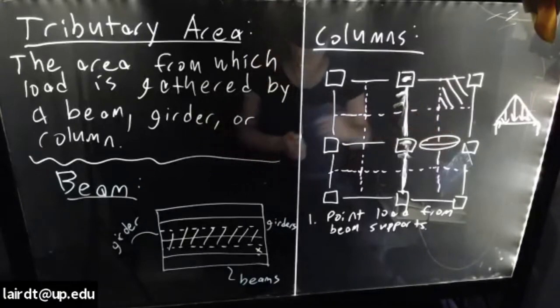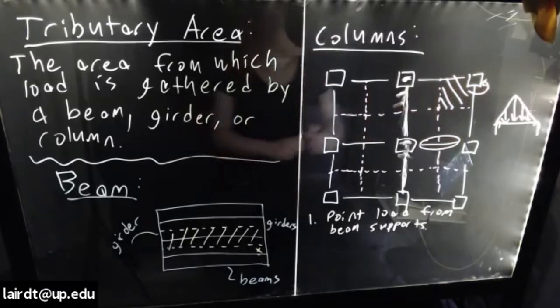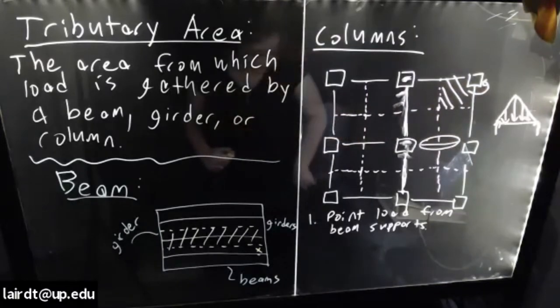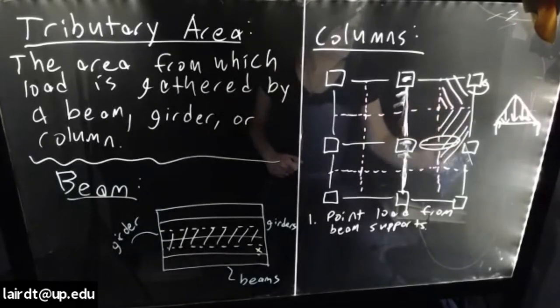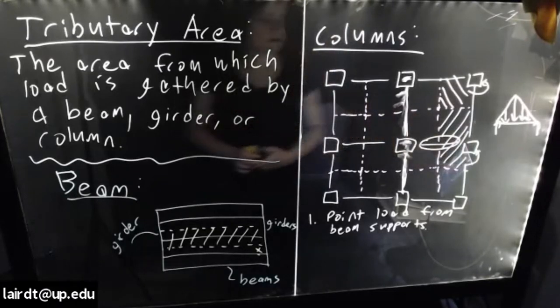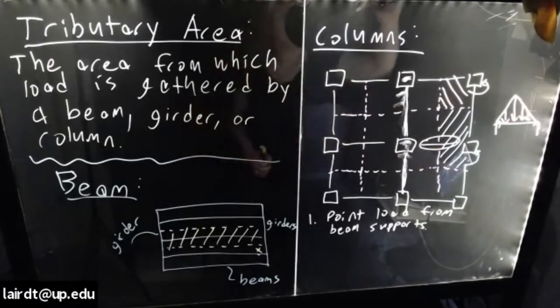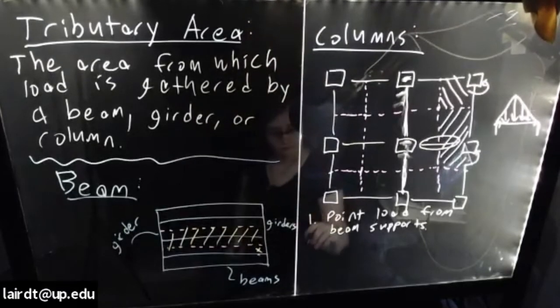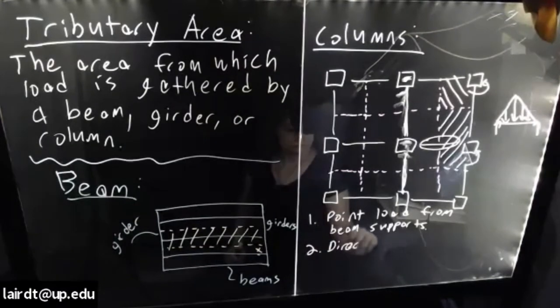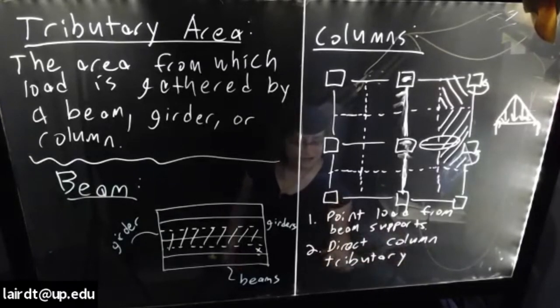This column here, so maybe I would just put a little arrow to that. In contrast, this one here, maybe I'll use blue. This one here might have that tributary area there. Again, using this second method is to use direct tributary areas on columns. So direct column tributary area. And this is probably going to be more convenient. I'd recommend using that one when you can.